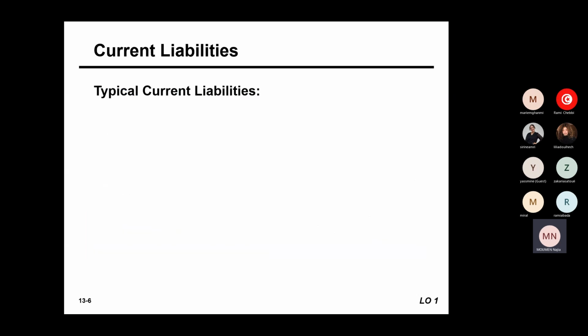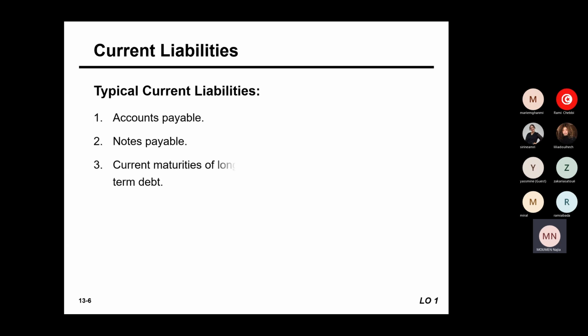So the typical types of current liabilities are accounts payable, notes payable, and, as I said, the current maturities of long-term debts. So this is an example of what? Of a long-term liability that will be settled. A portion of it, of course, will be settled within 12 months after the reporting date. So this portion of the long-term debt will be reported as current liabilities.